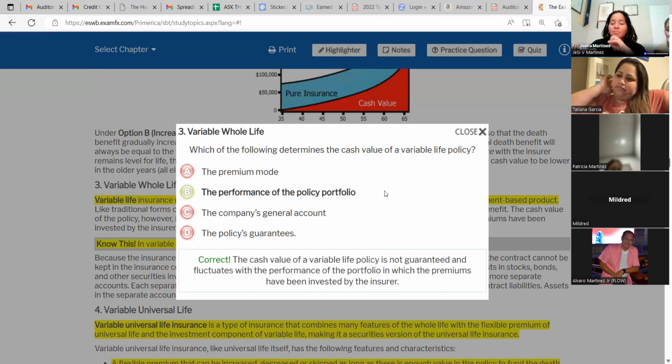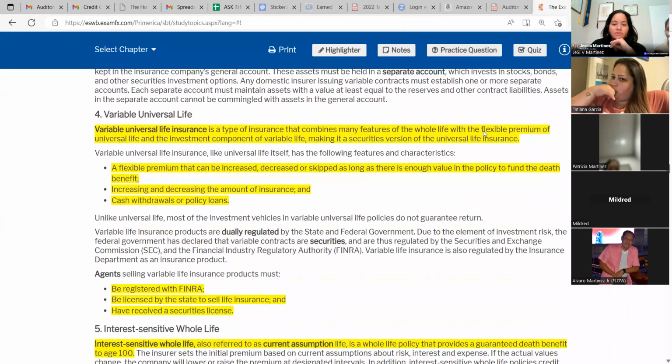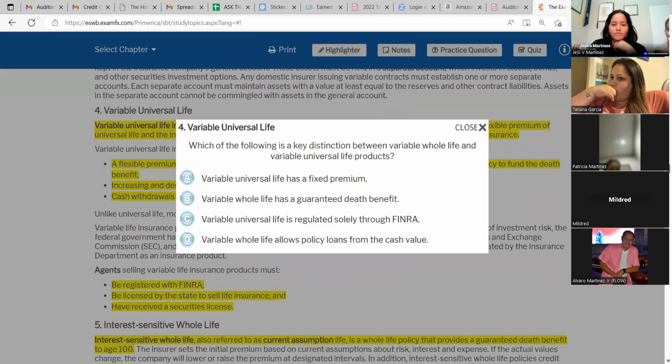So variable depends on the policy portfolio. On that performance is the cash value. It's going to depend on that performance. Good job. Because I know those are confusing.